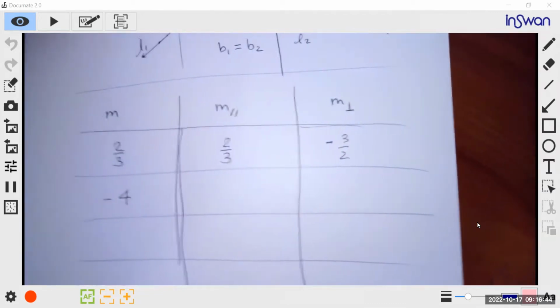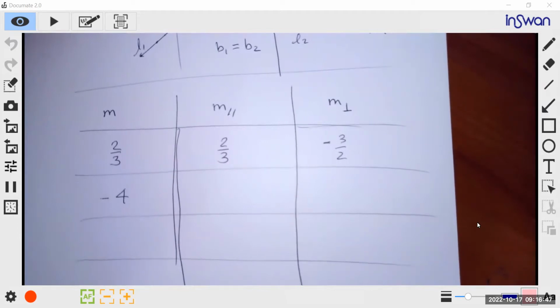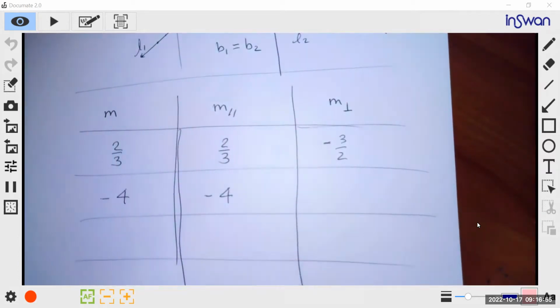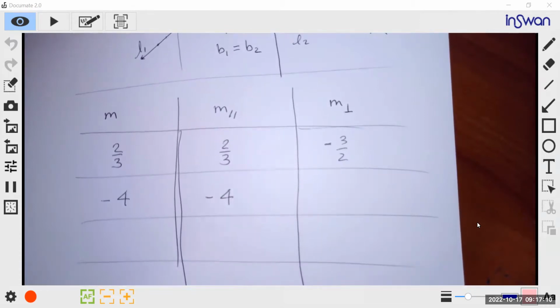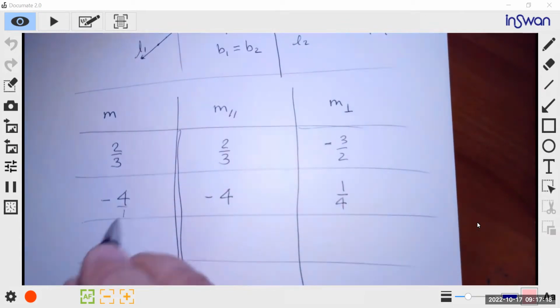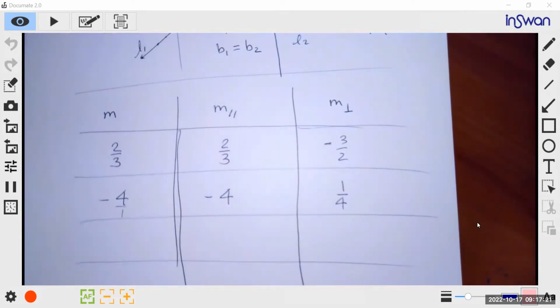If the slope is -4, what's the parallel slope? -4, it's the same. How about the perpendicular? You're right, almost. Because this is already 4/1, you have to flip it. You are so close.